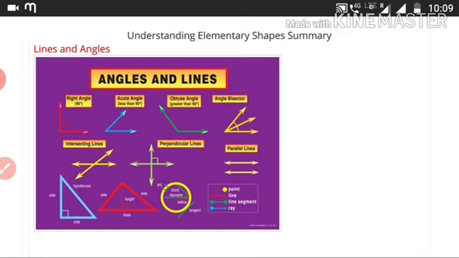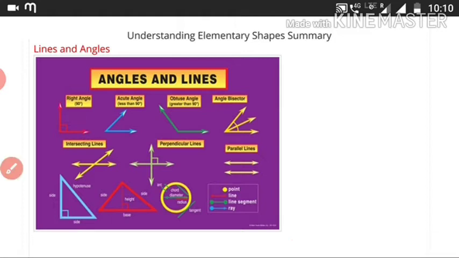In this video I will cover class 6 maths chapter number 5. Chapter name is Understanding Elementary Shapes. Okay, Understanding Elementary Shapes of Geometry. So this is the introduction part of this chapter. First we will know about lines and angles. Okay, lines and angles about geometry.